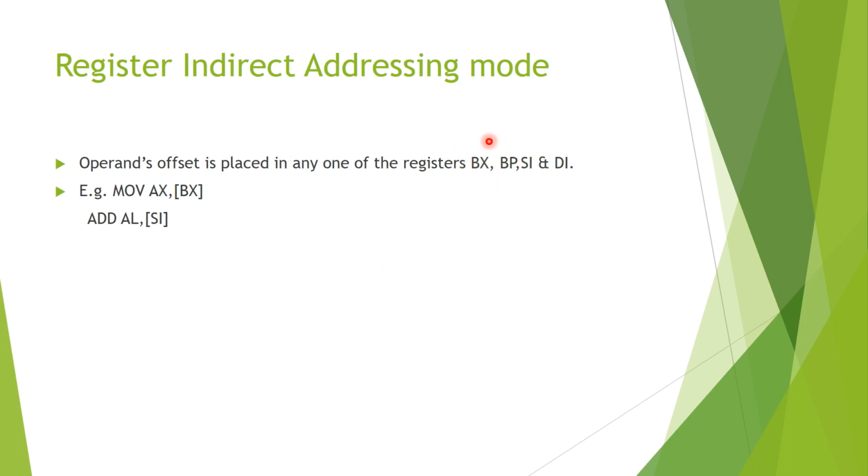Again, now these registers are used to carry the address or the offset of the data. So when we use these registers in the instruction, we have to put the bracket along with this. So if we put the bracket along with this, that means the contents of BX is not the data, it is the offset of the data.